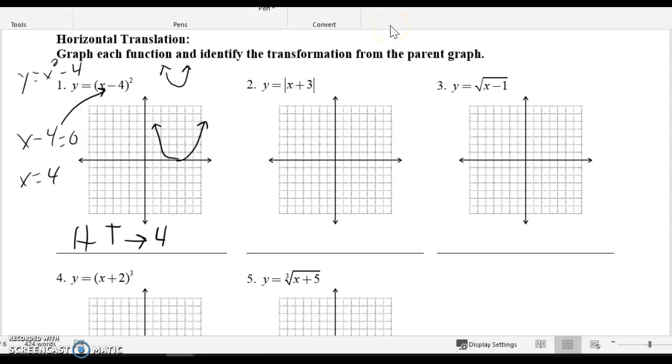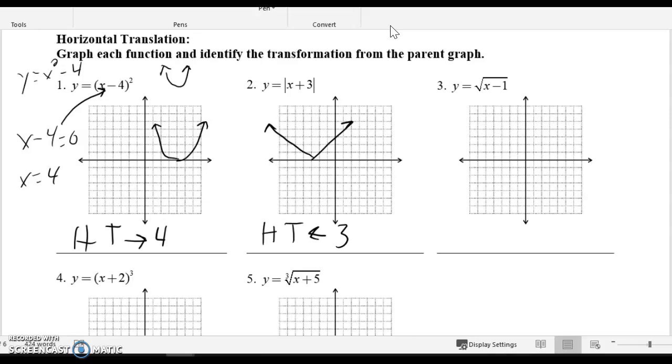I come to this, remember that this is the V graph, so normally it looks like a V here. It's on the inside. That means something left and right is happening. When you do inside stuff to an equation, that means it affects left and right. It's x plus 3, you got to go opposites. You got to go left 1, 2, 3, and then you make your V. And it's a horizontal translation, left 3.